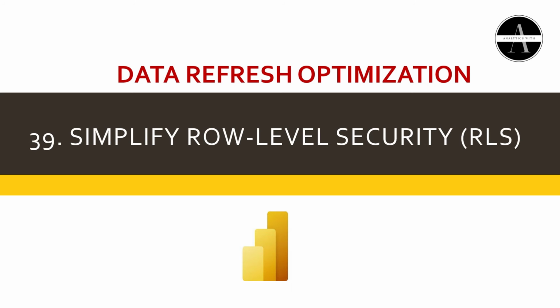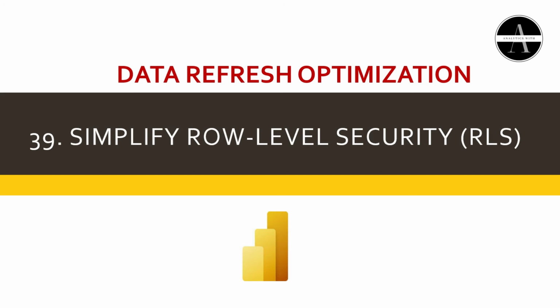Checklist point number 39. Simplify row level security. If you are using row level security to control the access to your data, make sure to keep it simple. Overly complex RLS setups with too many lookups and joins can drastically slow down your performance. Stick to a clean star schema when applying RLS and avoid complex rules wherever possible. This will help to maintain fast refresh times while still keeping your data secure.